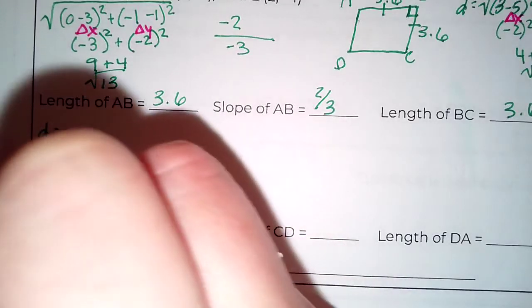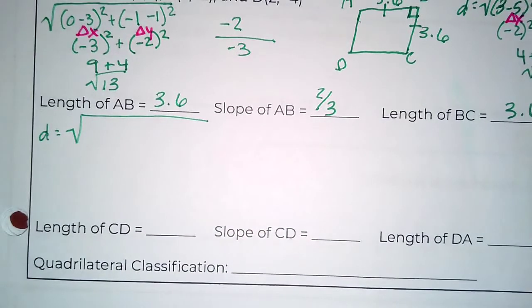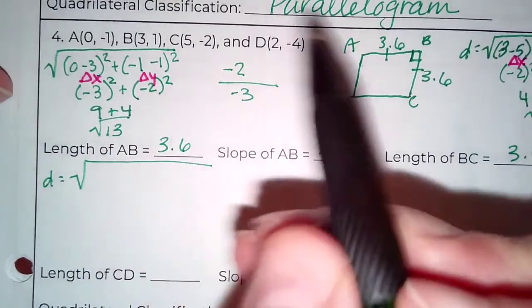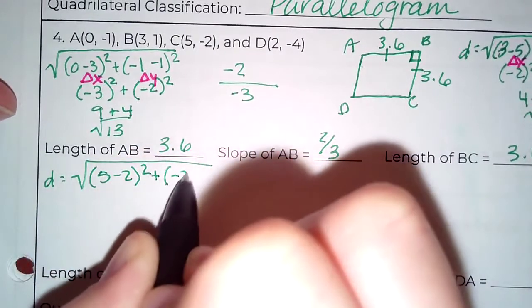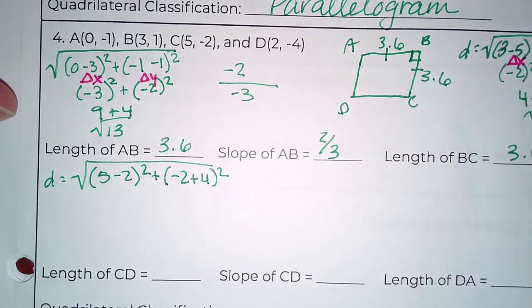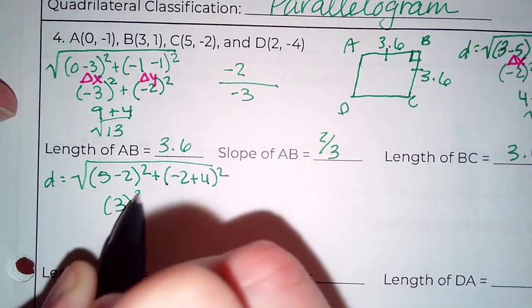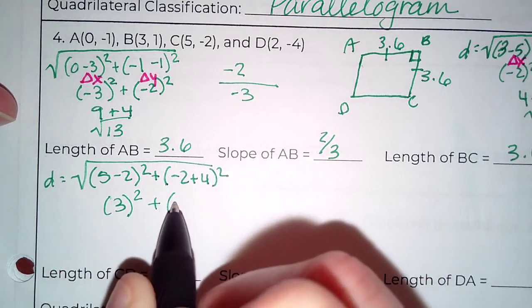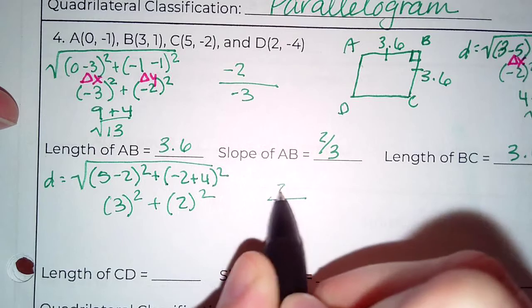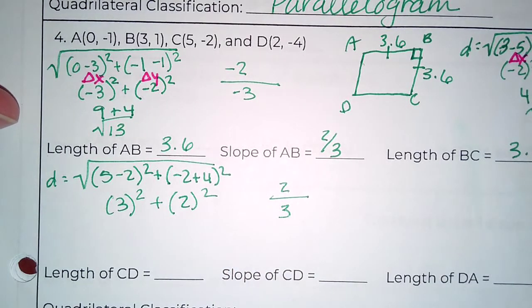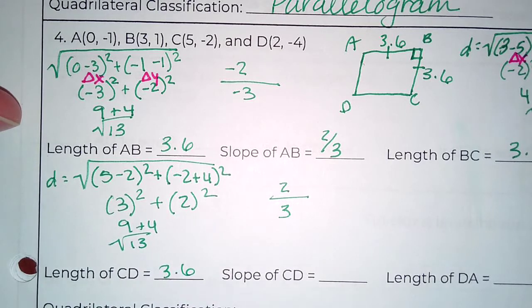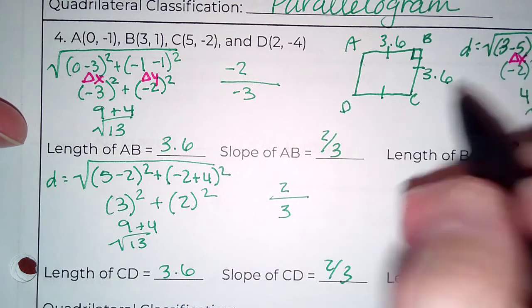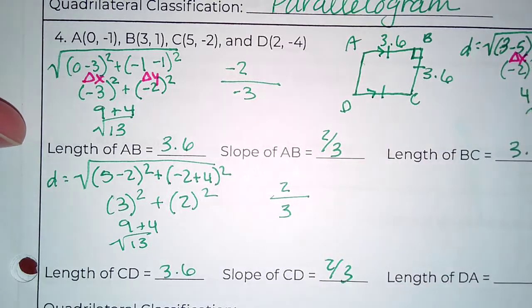So CD, but now that we know square root of 13 is 3.6, it gets a little bit faster. So 5 minus 2 squared plus negative 2 plus 4 squared. 5 minus 2 is 3 squared plus negative 2 plus 4 is 2 squared. So slope, that's 2 over 3. So 9 plus 4, that's square root of 13, which is 3.6. Slope is 2/3. So I know that this side's the same, and they are parallel. That's what I've just proved.